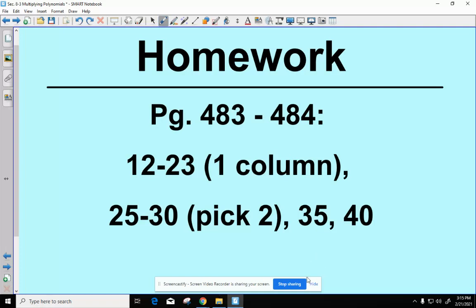All right. And then number 35 and number 40. So I think, if I remember correctly, that's like 3 questions in the first part, and then 2 questions, and then 2 questions. So you're looking at like a grand total of 7, maybe 8 questions altogether. You can put those in your notebook, or you can have them on a separate sheet of paper.